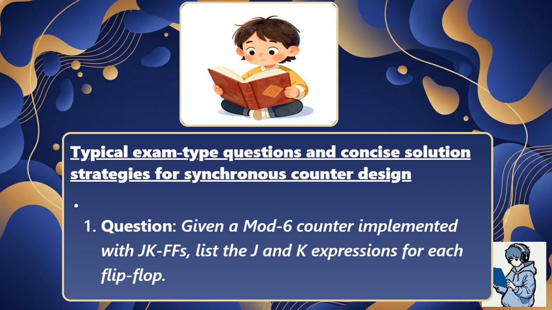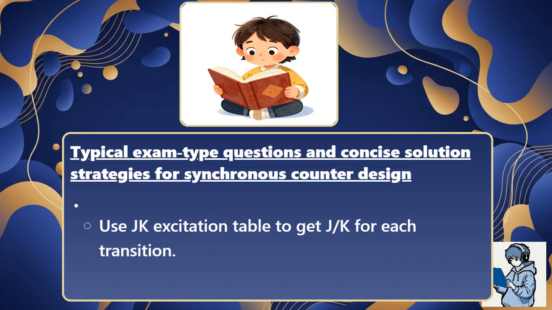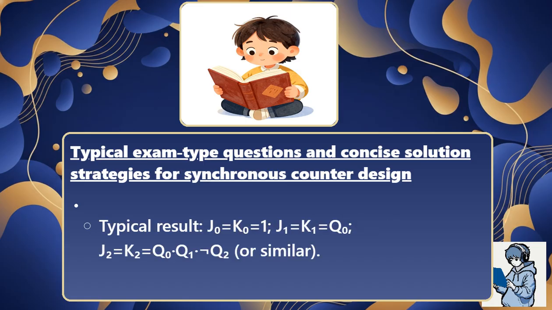Question 2: given a mod 6 counter implemented with JK flip-flops, list the J and K expressions for each flip-flop. Use a 3-bit register since 2 to the 3rd equals 8, greater than or equal to 6. Write the state table for 000 to 101, then force 110/111 to 000. Use the JK excitation table to get J/K for each transition. Treat 110/111 as don't care, simplify with K-maps. Typical result: J0 = K0 = 1, J1 = K1 = Q0, J2 = K2 = Q0.Q1.